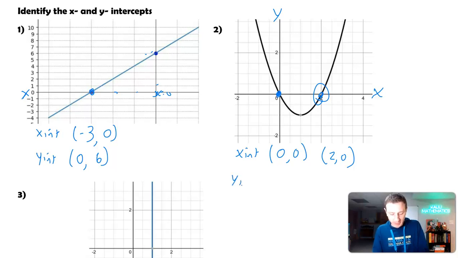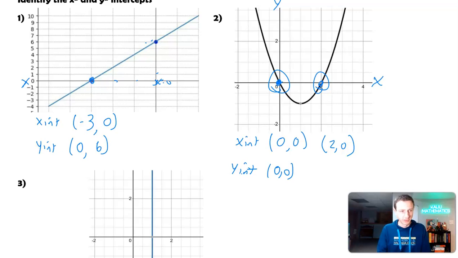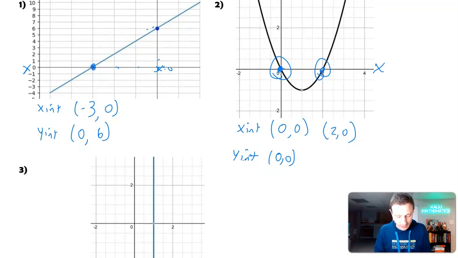Which makes the y-intercept a little bit interesting because we are crossing at the origin. The y-intercept is also 0, 0 because it's crossing through right there. It's crossing through both the x and the y-axis in that single point. So that's an interesting example there of x-intercept and y-intercept.